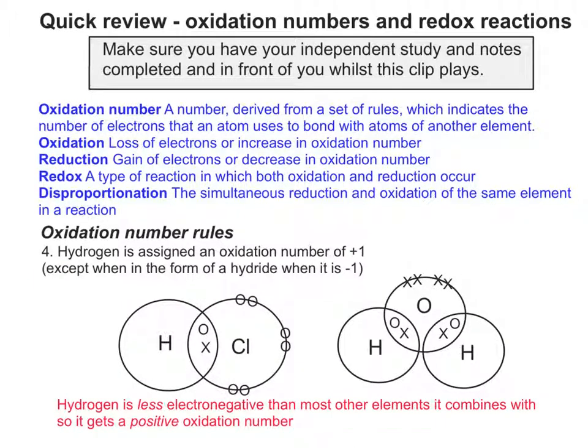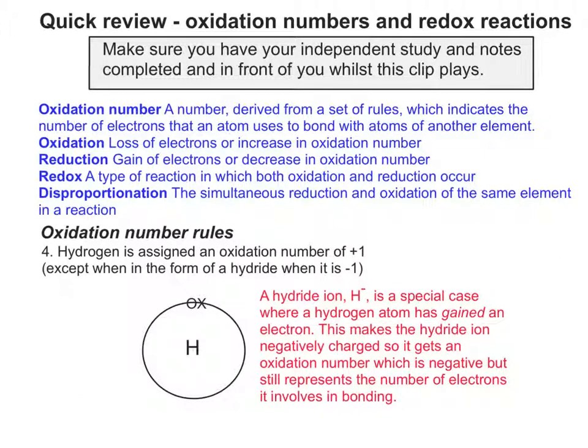So the next assignment rule concerns hydrogen, which is assigned an oxidation number of +1, except in the form of a hydride ion when it's -1. So what happens is because hydrogen is less electronegative than most of the other elements it combines with, it gets a positive oxidation number. So it involves one electron in bonding, so that's where the number is 1. And it's less electronegative than the other elements, so in these cases it's less electronegative than chlorine, and it's less electronegative than oxygen, so the hydrogen gets the positive oxidation number.